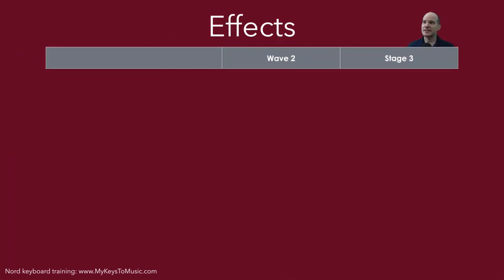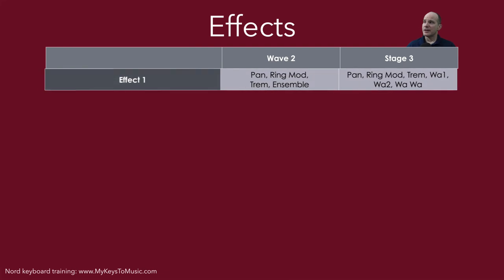Now we come to the effects section of the comparison. For effect section one, they both have a pan capability, ring modulation, and tremolo. The differences are the Wave 2 has an ensemble, which the Stage 3 does not. The Stage 3, on the other hand, has a wah-1, a wah-2, and a wah-wah combo, which the Wave 2 does not. Stage 3 wah effect is particularly good for electric pianos. The electric pianos are an emphasized feature of the Nord Stage 3 with that dedicated piano engine, so it would make sense that they include the wah effect to go along with that.